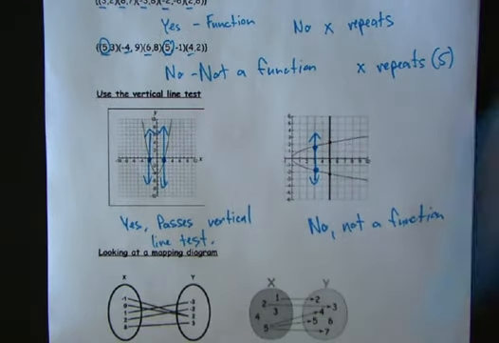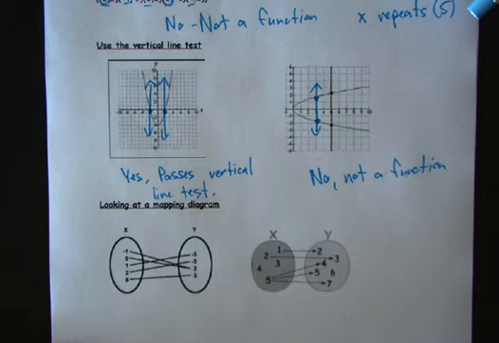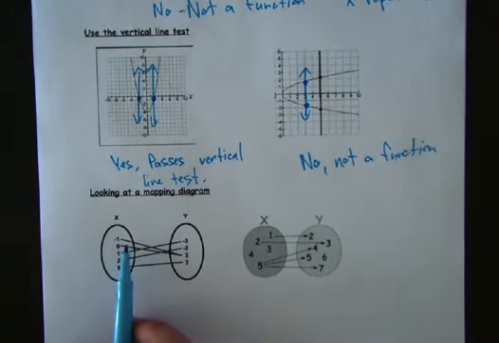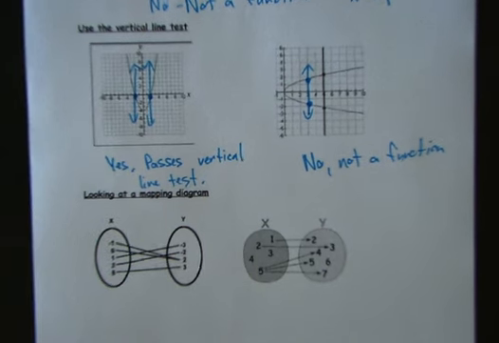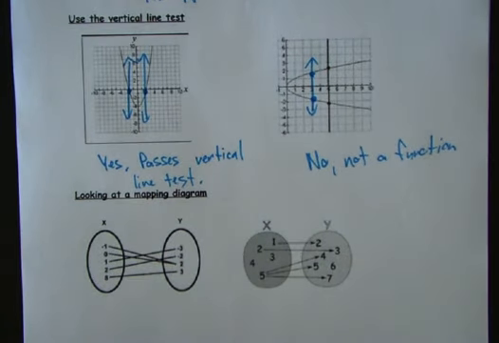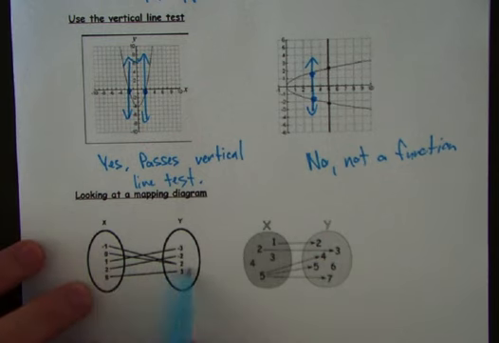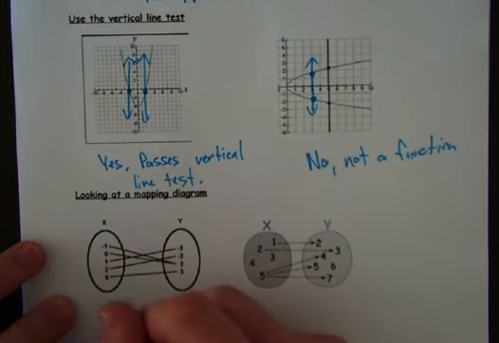Then finally, we can determine whether something's a function by looking at a mapping diagram. What are we looking for? We're looking to see if every x value has exactly one y value. Okay? Well, we had -1 to 2, 0 to 2, 1 to -3, 2 to -2, 8 to 3. If you notice, every one of these has only one line coming from it. Because there's only one y value that corresponds to each x, this is a function.